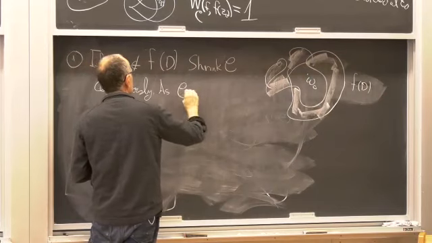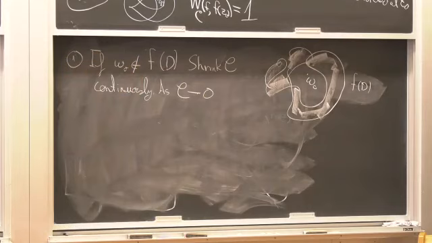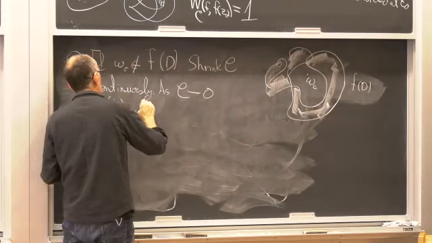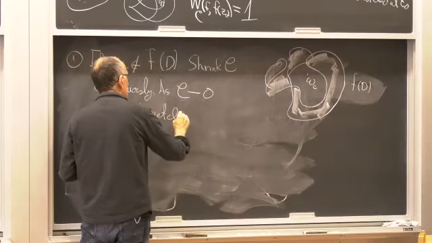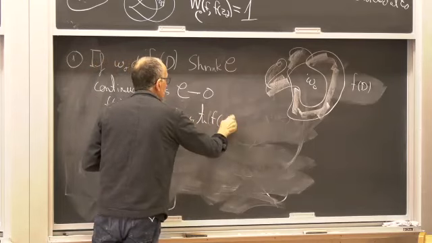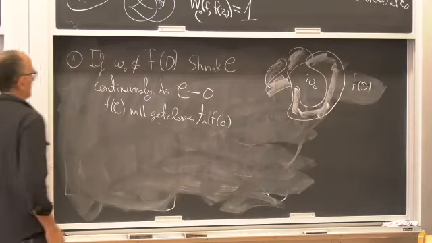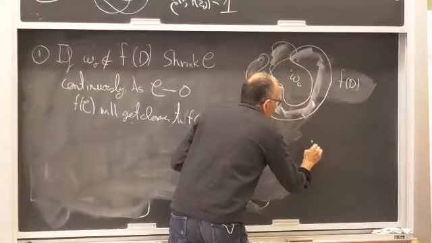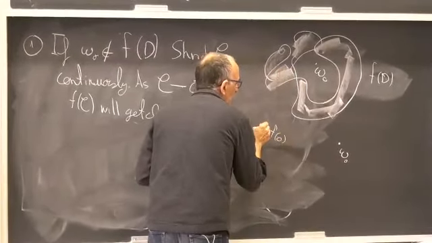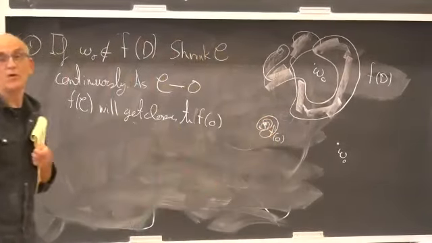As C approaches 0, right, as the radius of C approaches 0, F of C will be smaller and smaller. It will get closer just by continuity to F of 0. What do we get at the end? Not at the end, as we get close to the end. So now we have W0, and F of 0 is somewhere here. So the whole image will be here, very close to F of 0.